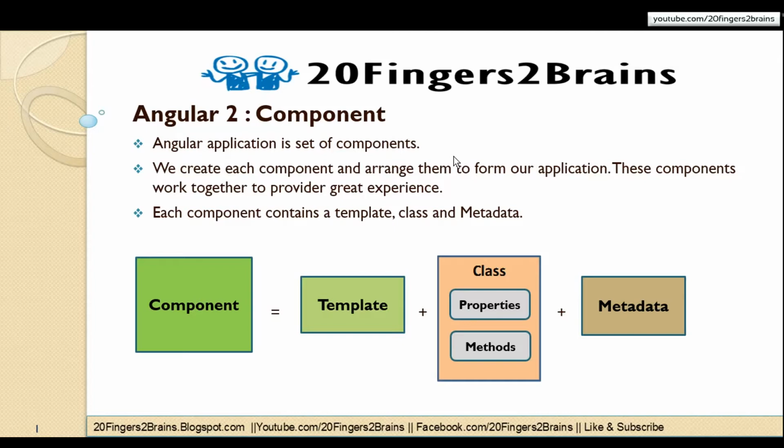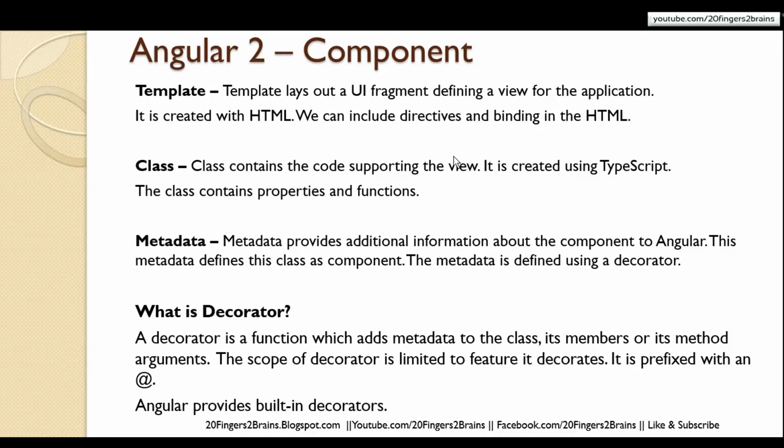Each component contains a template, a class, and metadata. The template lays out a UI fragment defining a view for the application. It is created with HTML. We can include directives and binding in the HTML. So the template basically becomes the UI HTML of the component.